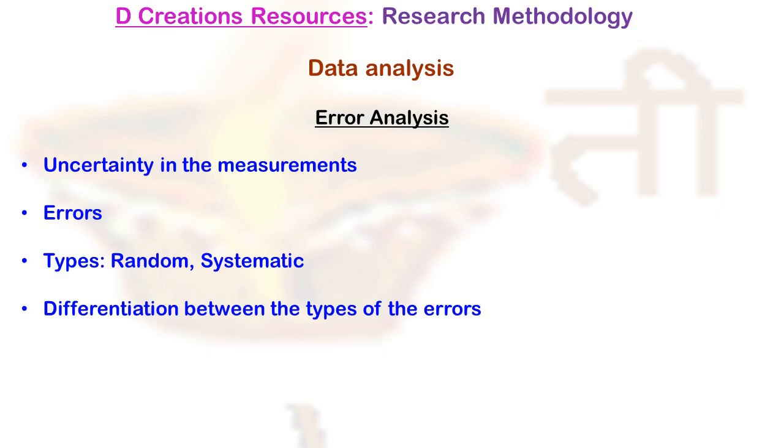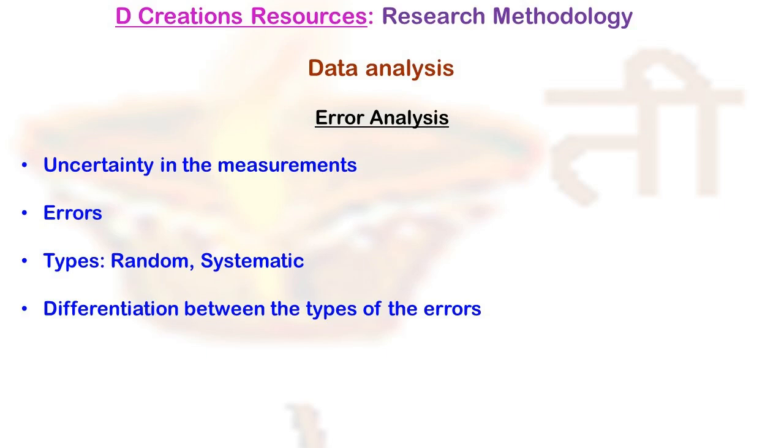We are looking at different aspects of research methodology. Today, let us talk about error analysis. Now, error analysis is a crucial step in scientific research, experimentation, and data analysis. So, as the name indicates, it involves identifying, quantifying, and interpreting the uncertainties and errors associated with measurements, calculations, and results. Now, there are different types of errors.